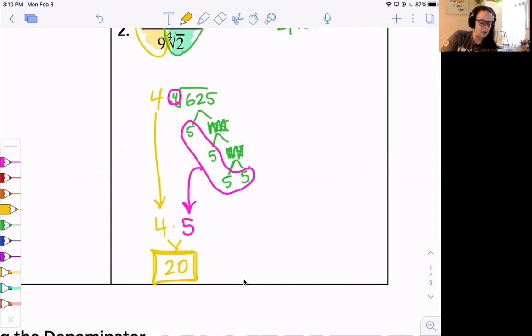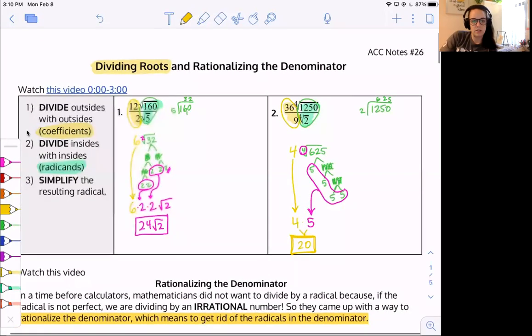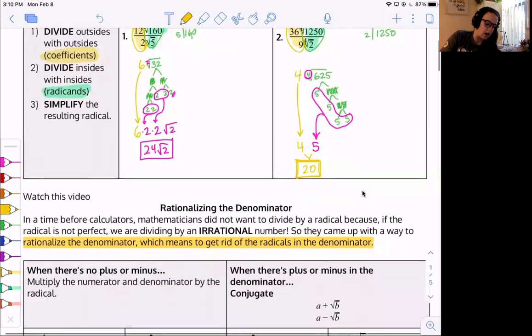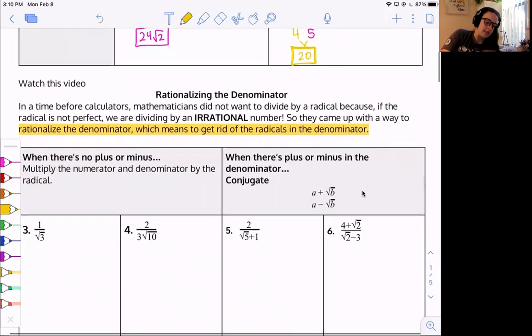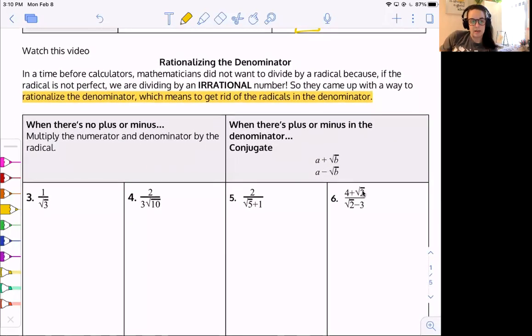Okay. So for dividing, really just outsides with outsides, insides with insides. We can do it with square roots, cube roots, fourth roots, even fifth roots or more. But we follow the same rules for simplification as in the past. So the second part of this lesson is about rationalizing the denominator.